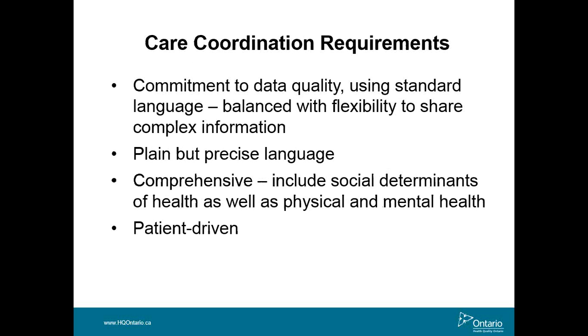Clinicians from across Ontario, from acute care, primary care, CCAC, and community support services have told us that the following elements are critical to care coordination. Data quality and standardization are important, but need to be balanced with flexibility in sharing complex information. The coordinated care plan should use plain but precise language, and the information needs to be comprehensive while only presenting the minimum amount necessary to make a good decision. Social supports and determinants of health are important. And last but definitely not least, clinicians across Ontario have told us that patient-driven elements of the coordinated care plan are critically important to get right and to be prioritized.